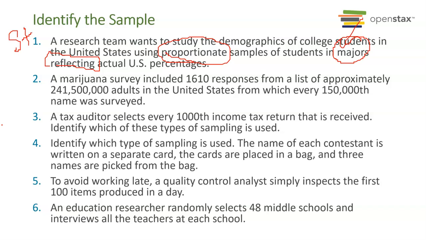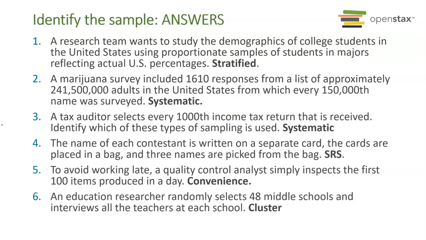Let me see, this last one, the difference is an education researcher randomly selects 48 middle schools and talks to all the teachers in each school. So there's 48 schools that they pick, and they're going to talk to every single teacher at that school throughout the U.S. There's way more than 48 middle schools in the U.S., so that one is a cluster. On my next slide, we won't do them all, but you can pause the slide and see if you can recognize the rest of them, and then I'll show you the next slide. And here are your answers for those different ones.